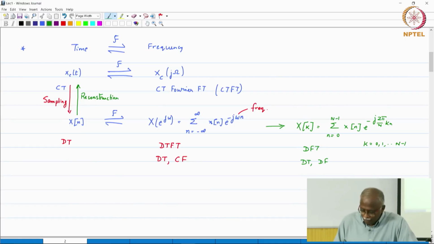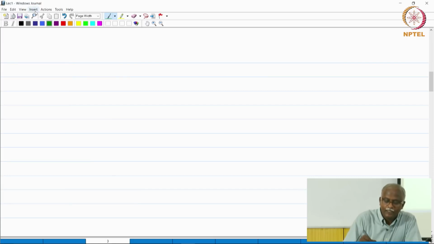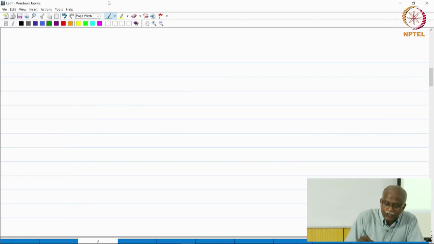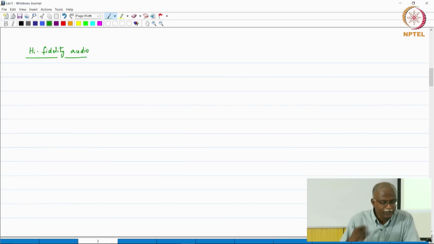Maybe an example is helpful for us to start talking about multi-rate signal processing. To introduce it, let me look at the application of multi-rate signal processing in high fidelity audio. Many of you are music fans, so I am sure you appreciate what it takes to produce high quality music, and you will find that multi-rate signal processing plays a very important role in producing music of that quality.